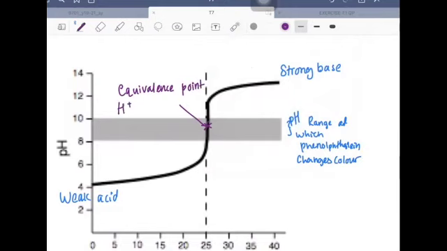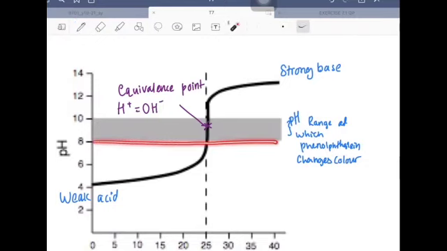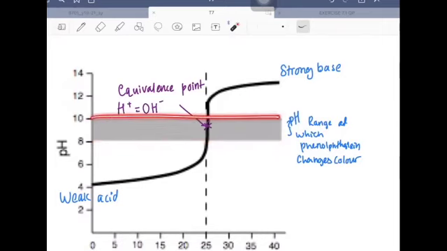Where H plus is exactly equal to OH minus. All right, so you would imagine the indicator, when we are at pH below 8.2, we see a colorless solution, right? And then above 10.0, we see a pink or violet solution. That's why we want something in between, which is a light pink.